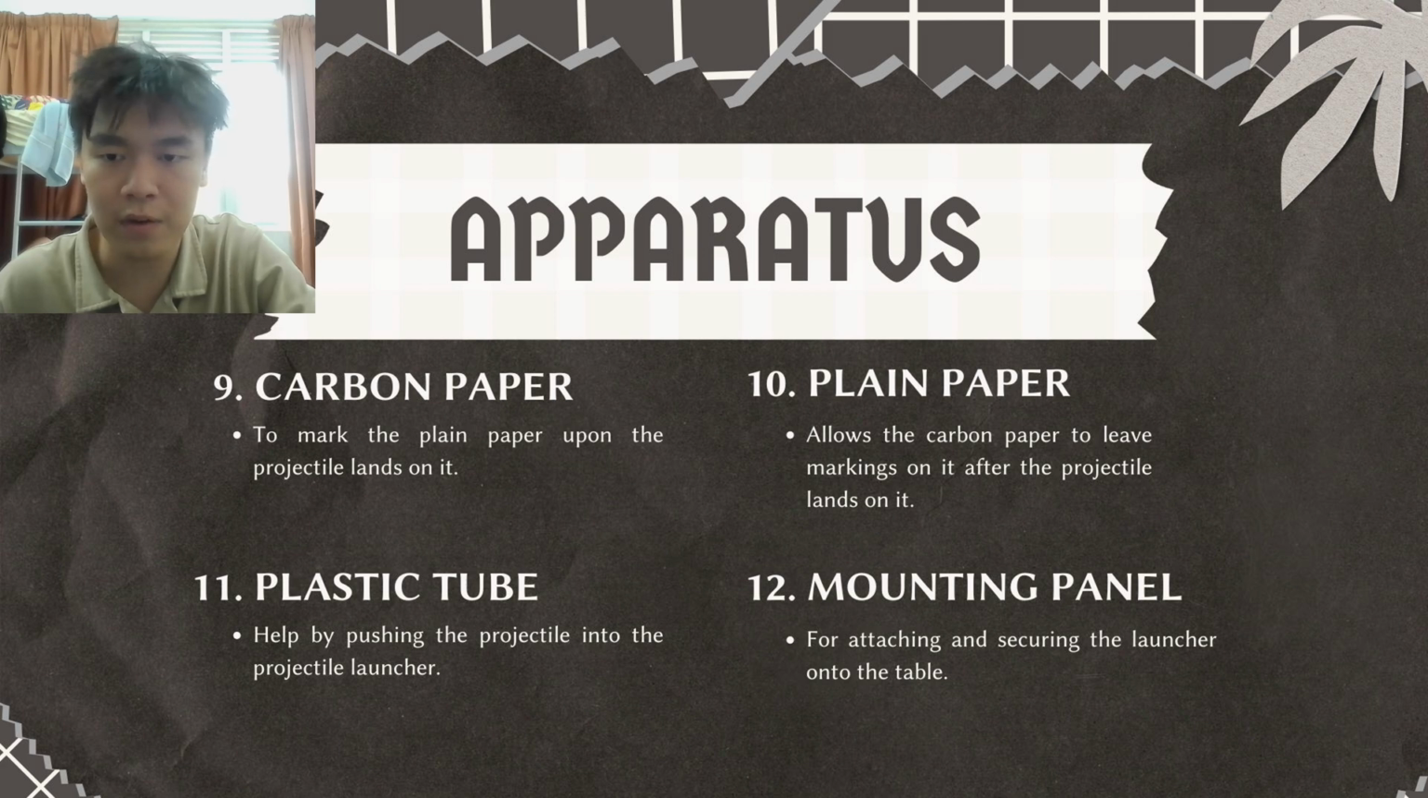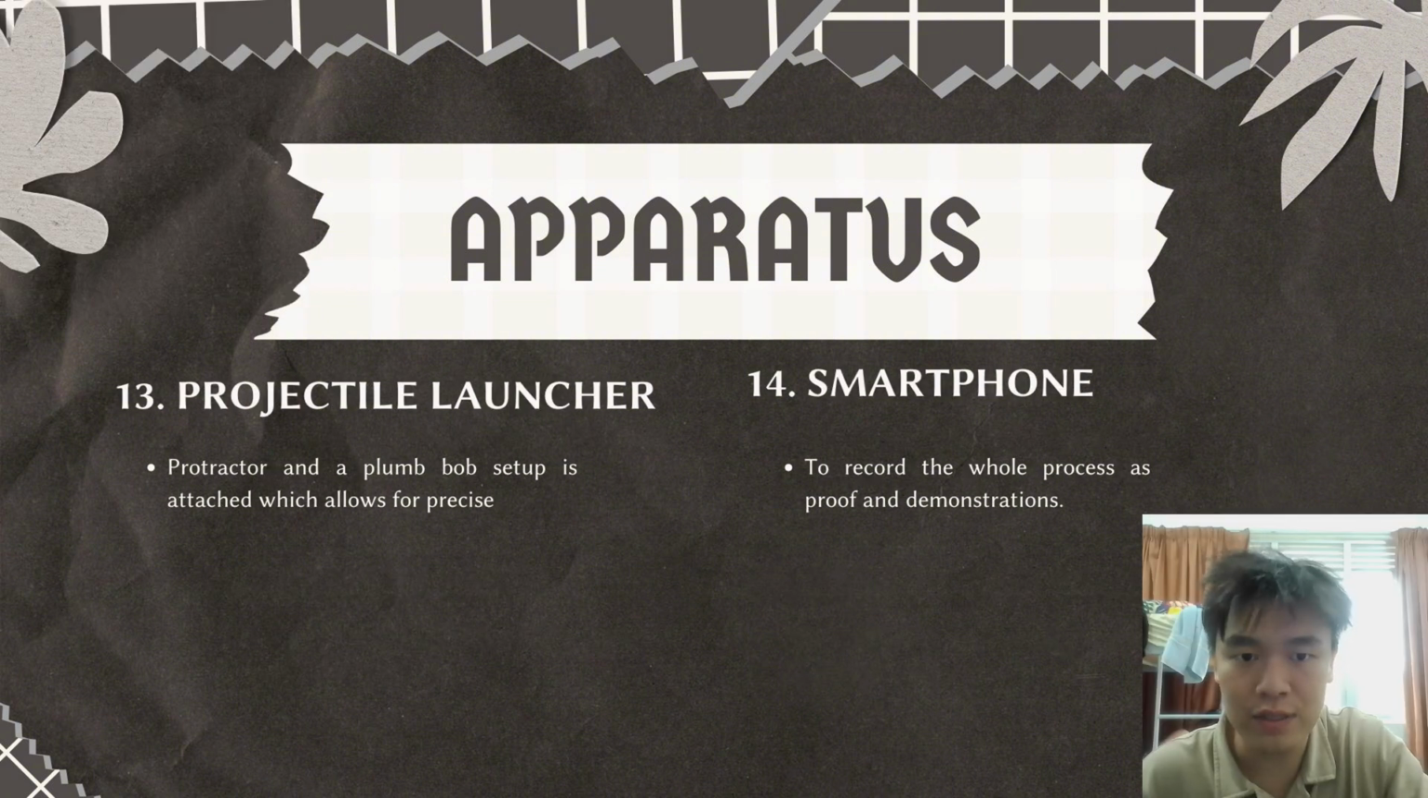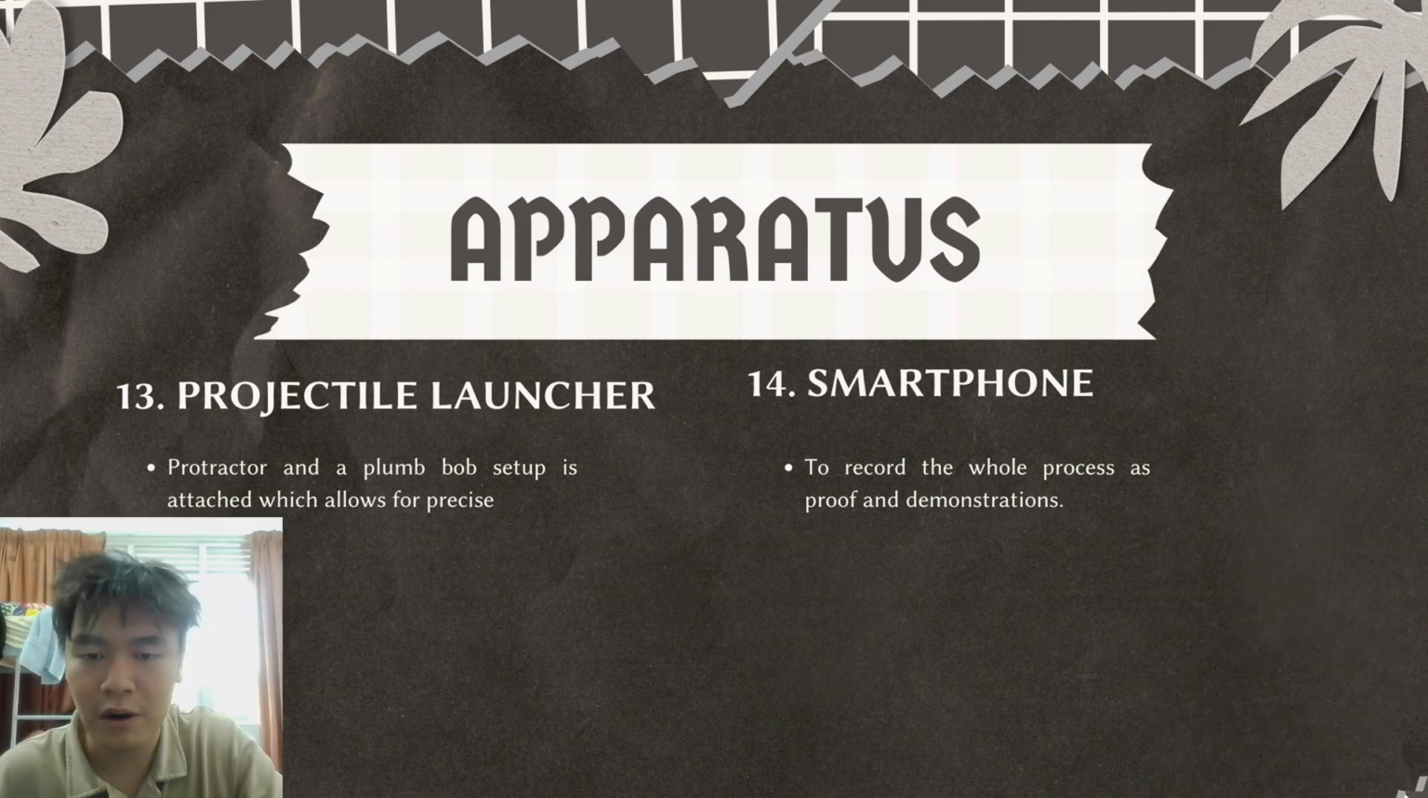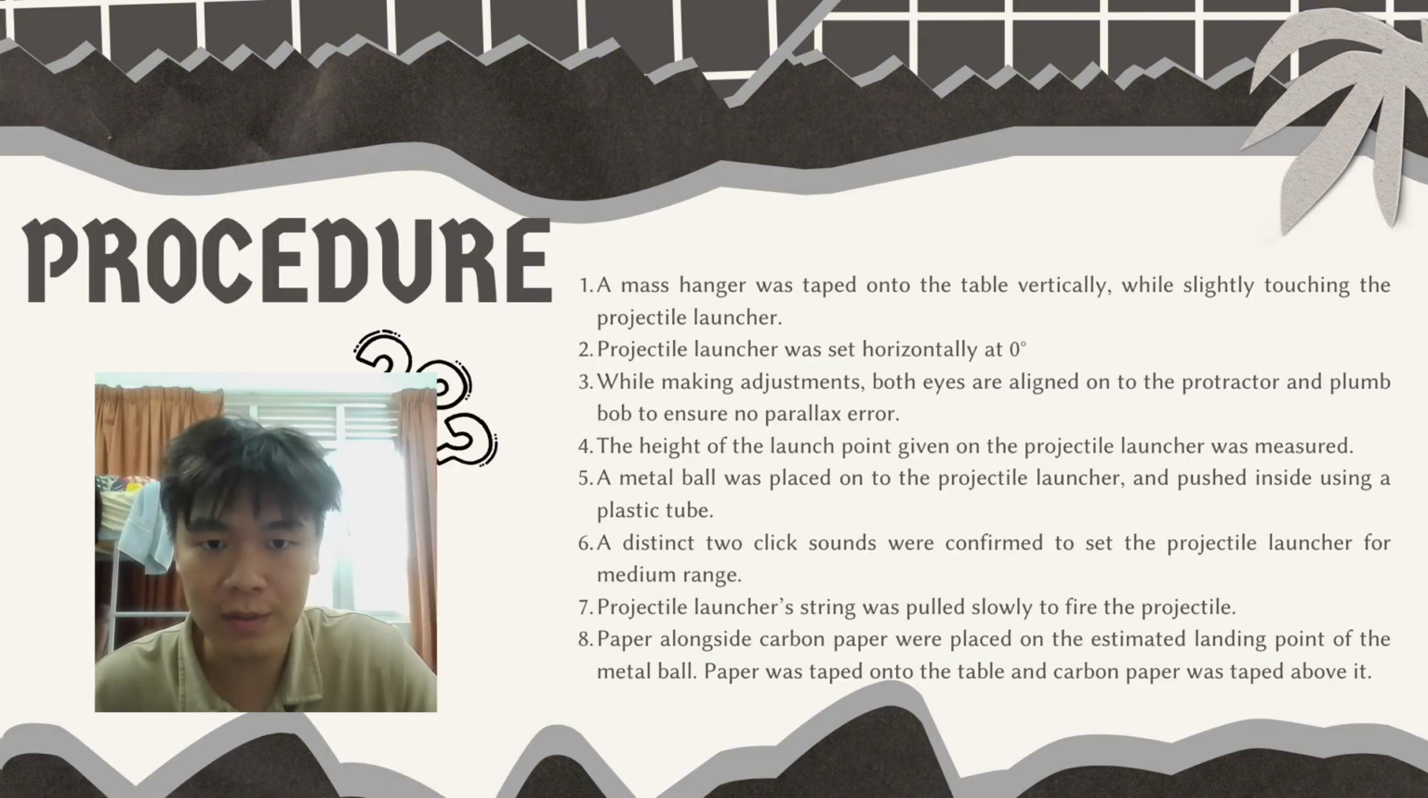And 12, we use the mounting panel for attaching and securing the launcher onto the table. And the last two are also important. We use the projectile launcher as a protector, and a plumb bob setup is attached, which allows for precision. And last, we use the smartphone to record the whole process as proof and demonstration, and to calculate the time when the experiment is conducted. So I'm going to continue with the procedure.